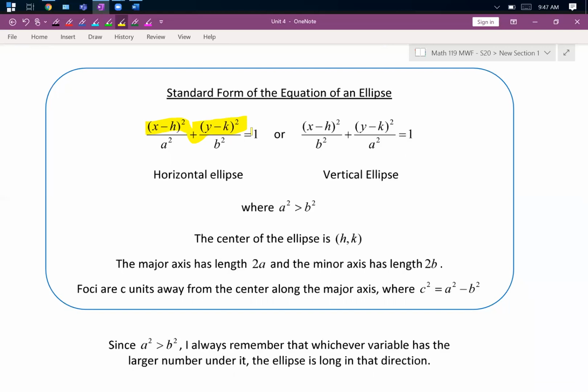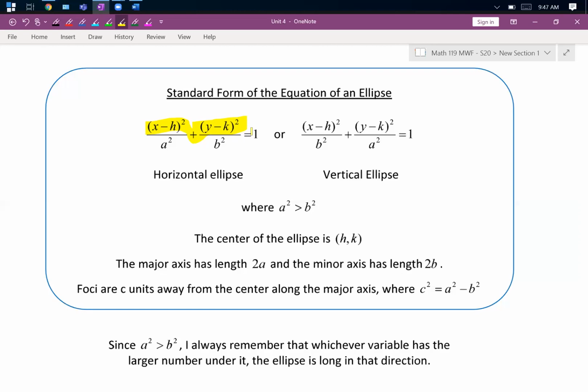The center is (h, k), the major axis has length 2a, and the minor axis has length 2b, and the foci are c units away from the center along the major axis, where c squared is equal to a squared minus b squared. I feel like I'm saying a lot, but once we start doing these, you'll see, especially ellipses, super easy.